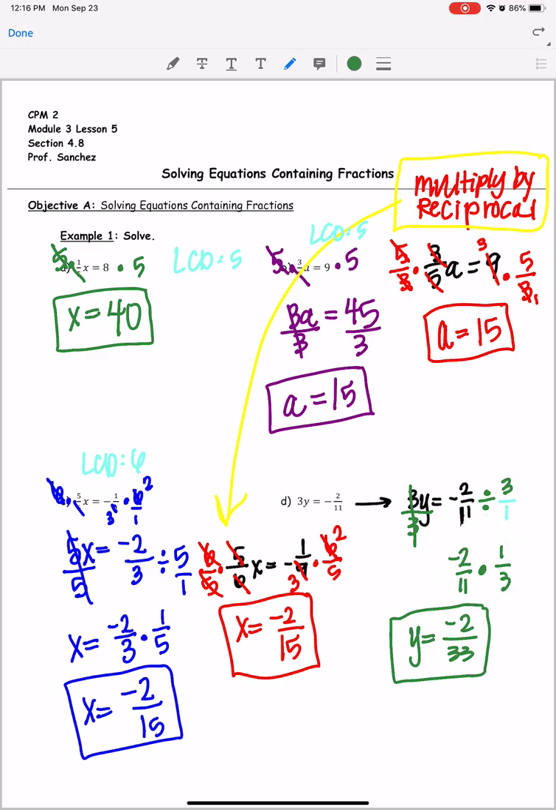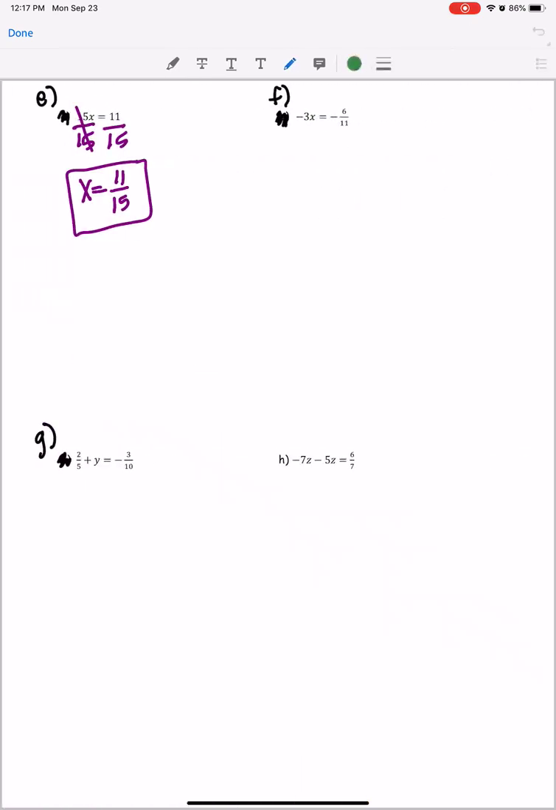So since we've already solved one this way, let's solve this one the other way. The other way would be by the LCD. So your LCD would be the only fraction that we have, which is that 6 over 11. So 11 is your LCD since it's on the bottom. So multiply every term. This one only has 2 terms, right? But you're multiplying everything by 11.